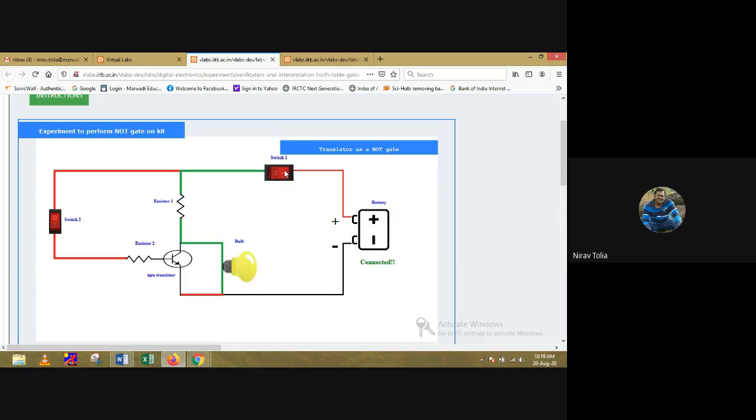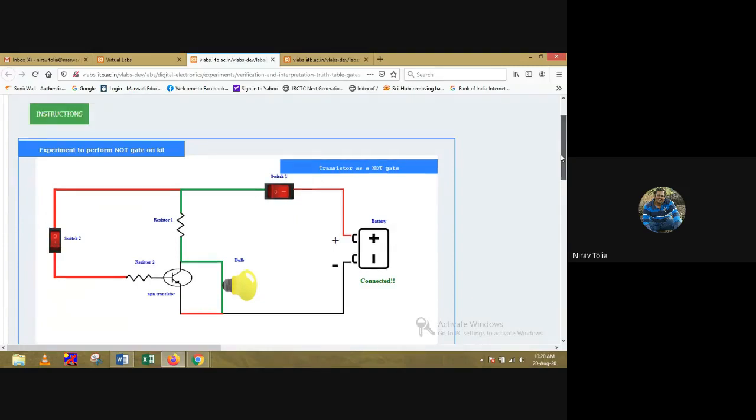If my input is 0, my switch 2 is 0, then my output is 1. But suppose my switch 2 is 1, then my output will be 0. So this is the reverse. When my input is 1, my output is 0, and when my input is 0, my output is 1. So this is the realization of a NOT gate by using a single transistor logic, or you can say resistor transistor logic, which is RTL.